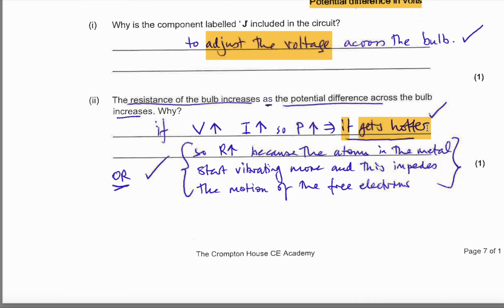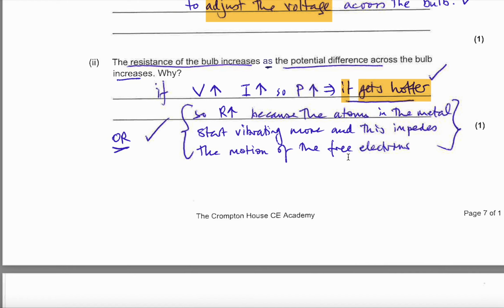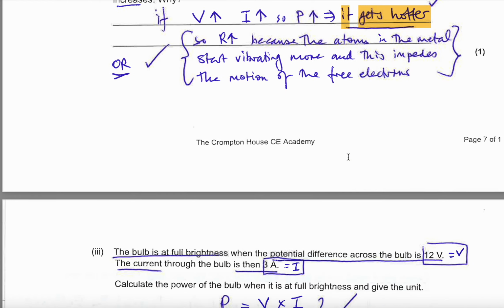You don't need to put anything else, but they would accept it because the resistance, so R goes up, because the atoms in the metal start vibrating more, and this impedes the motion of the free electrons which are trying to go through it. This would be an alternative to just simply saying it gets hotter. Because it gets hotter, it's got more resistance, okay? So that's what they want you to know, is that the filament actually gets hotter, and that's what high resistance is due to. Lattice vibrations.